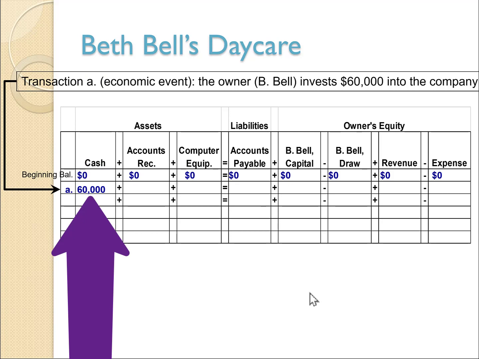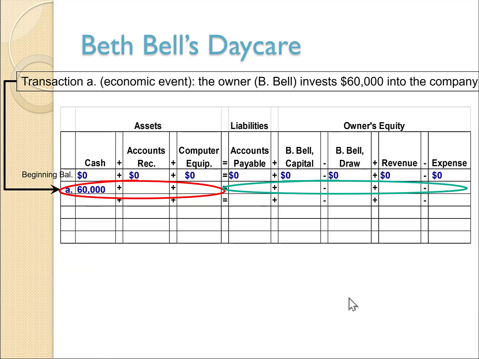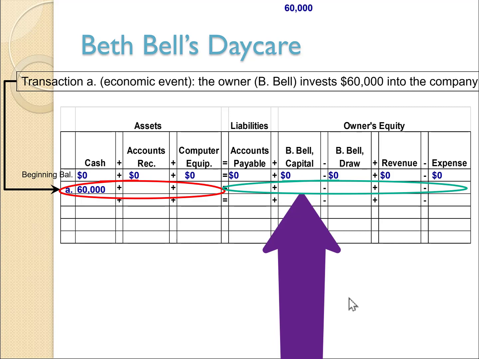Now, are we done? Well, look at row A. Does it balance? We've got $60,000 on the left, and we've got nothing on the right. So no, we're not done. It has to balance. So where would we put the $60,000? In other words, who owns this $60,000? Do others own it? In which case we'd put it under liabilities. No, that doesn't make sense. It's not a draw, it's not revenue, we did not sell anything, and it's not an expense. So it's the owner that owns the $60,000. So we're going to put the $60,000 under capital.